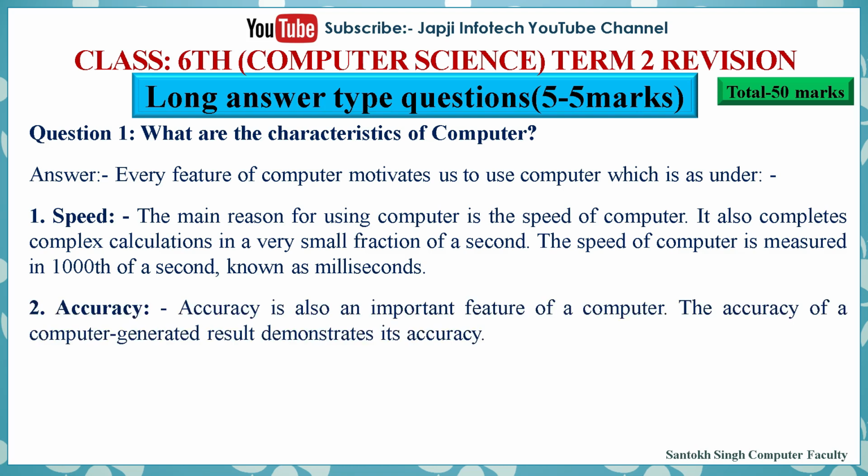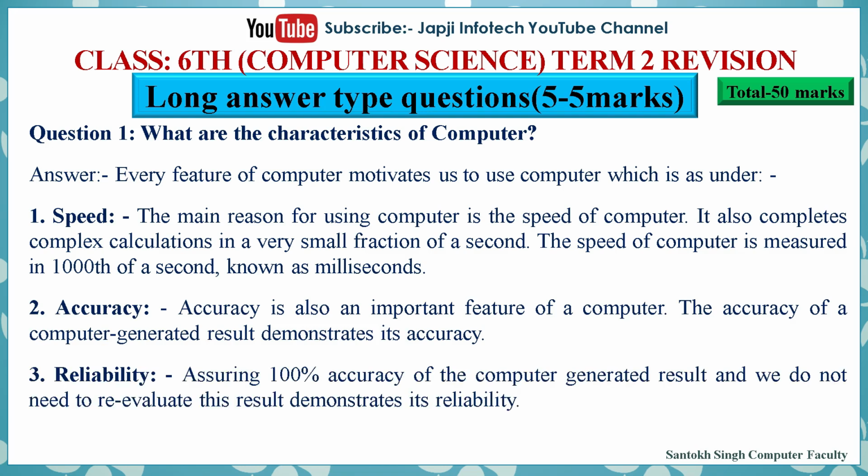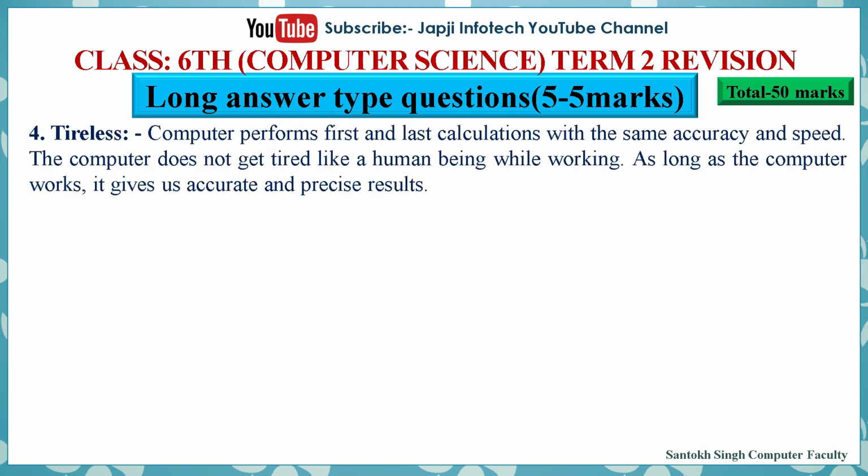Second one is accuracy. Accuracy is also an important feature of a computer. The accuracy of a computer generated result demonstrates its accuracy. And the third one is reliability. Assuring 100% accuracy of the computer generated result, and we do not need to re-evaluate this result, demonstrates its reliability.